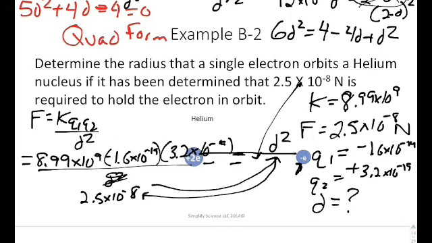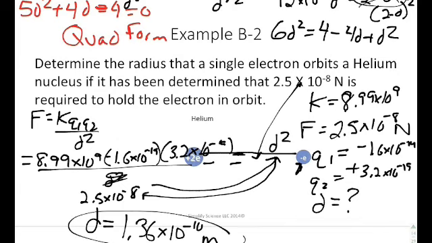Once you do that, you need to remember that that's a D squared value. So in order for you to get the actual number, you need to take the square root. And when you do that, you get the distance is about 1.36 times 10 to the minus 10th, which is pretty close to the actual radius for an electron orbiting a nucleus.